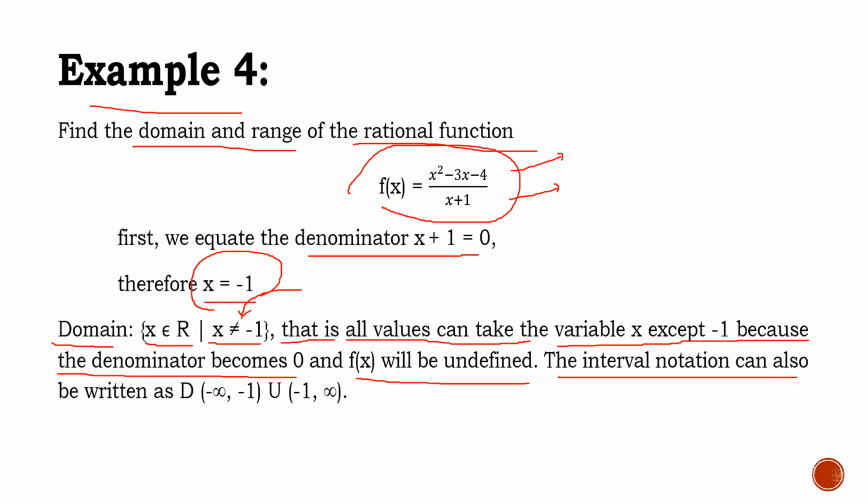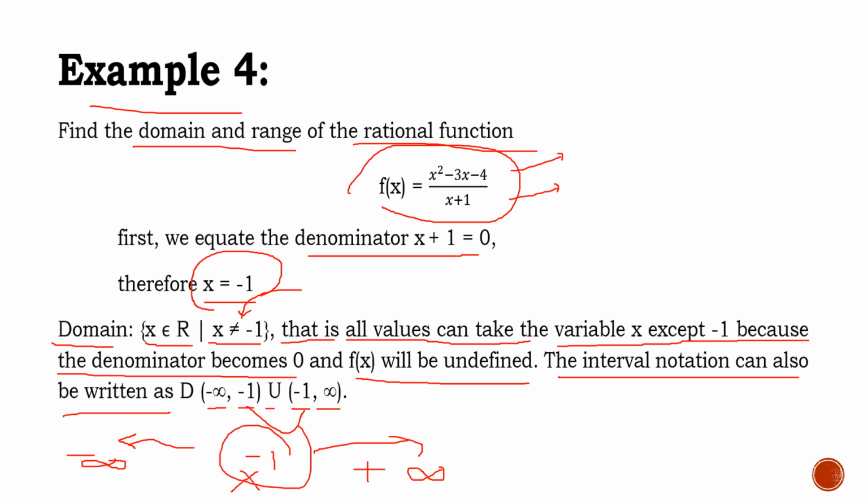So the interval notation can also be written as negative infinity to negative 1, union negative 1 to positive infinity. That's because x can be from negative infinity up to positive infinity except negative 1. So we exclude negative 1 from all the possible values of x in the domain of the given rational function.